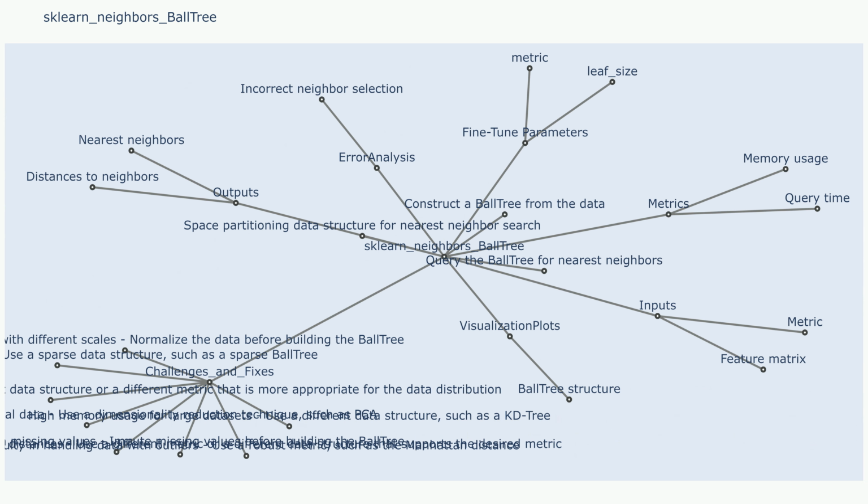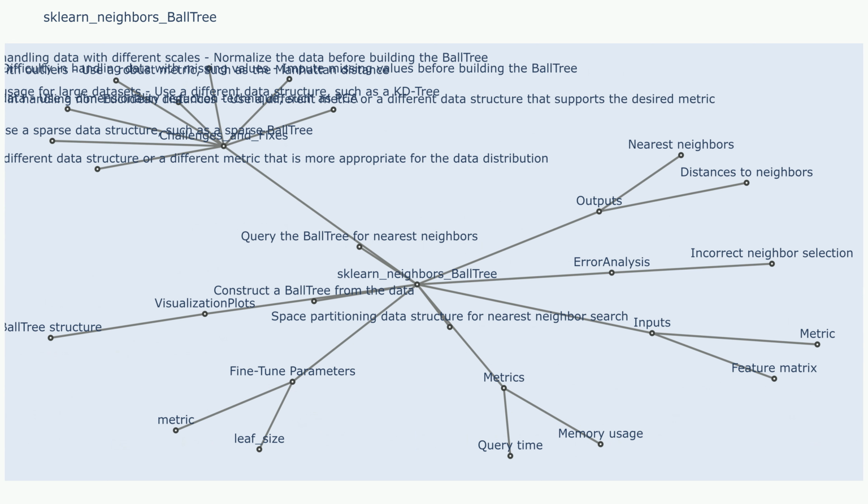Inputs: X, a 2D array of shape n_samples, n_features, representing the data points for which the ball tree will be built. Each row corresponds to a data point, and each column represents a feature.